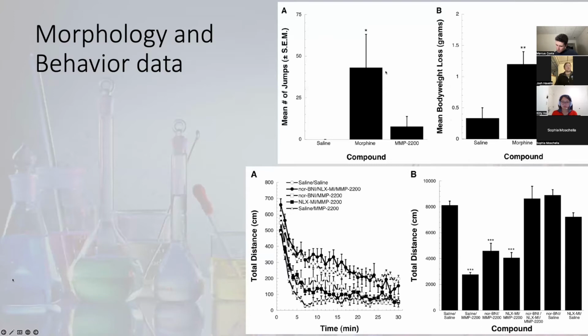So with morphine, we get a lot of jumps, right? Especially compared to saline. So these mice are physically dependent on morphine. We send them through withdrawal and they jump a lot. Whereas our experimental compound over here, MMP 2200, doesn't induce as many jumps, right? It induces a few, but not as many.